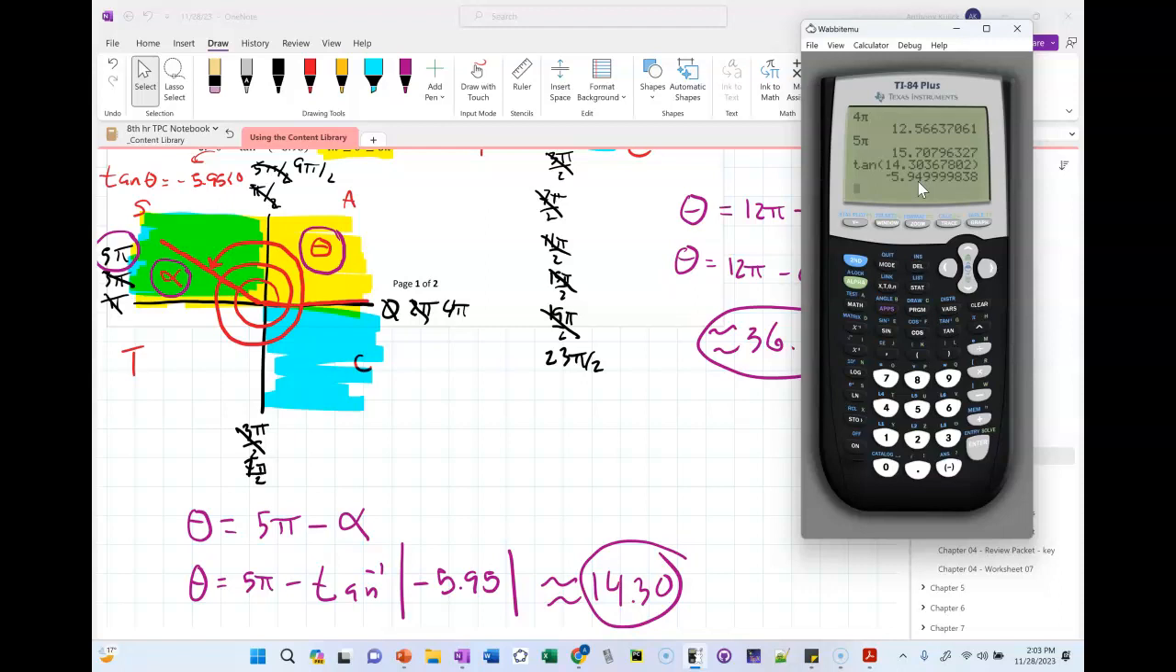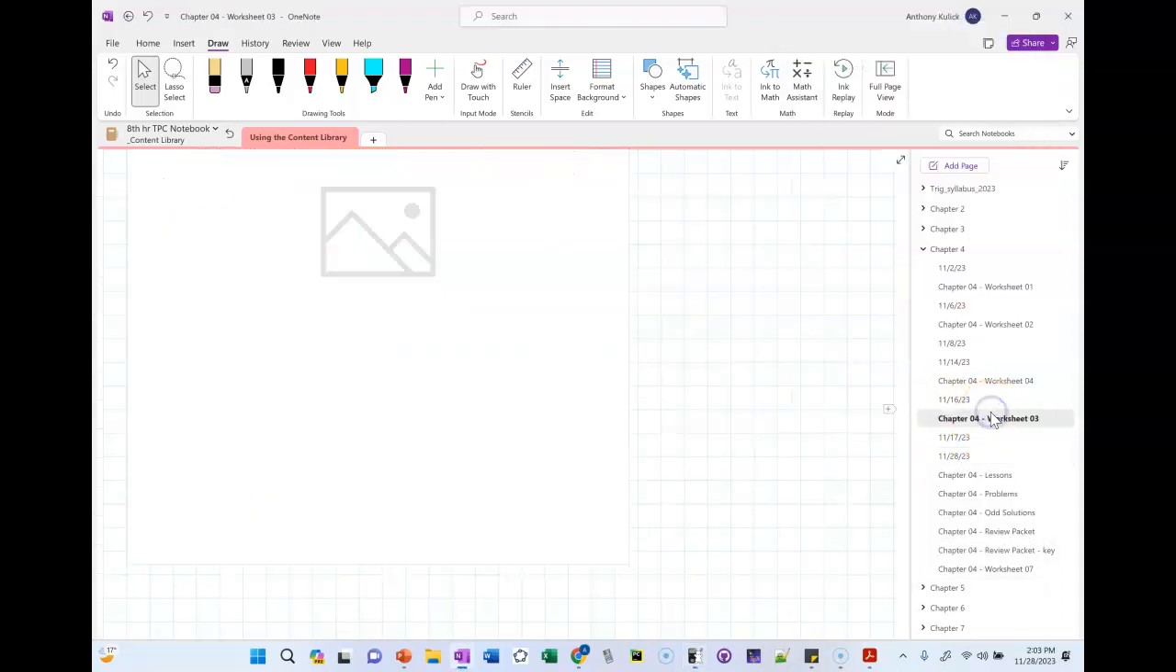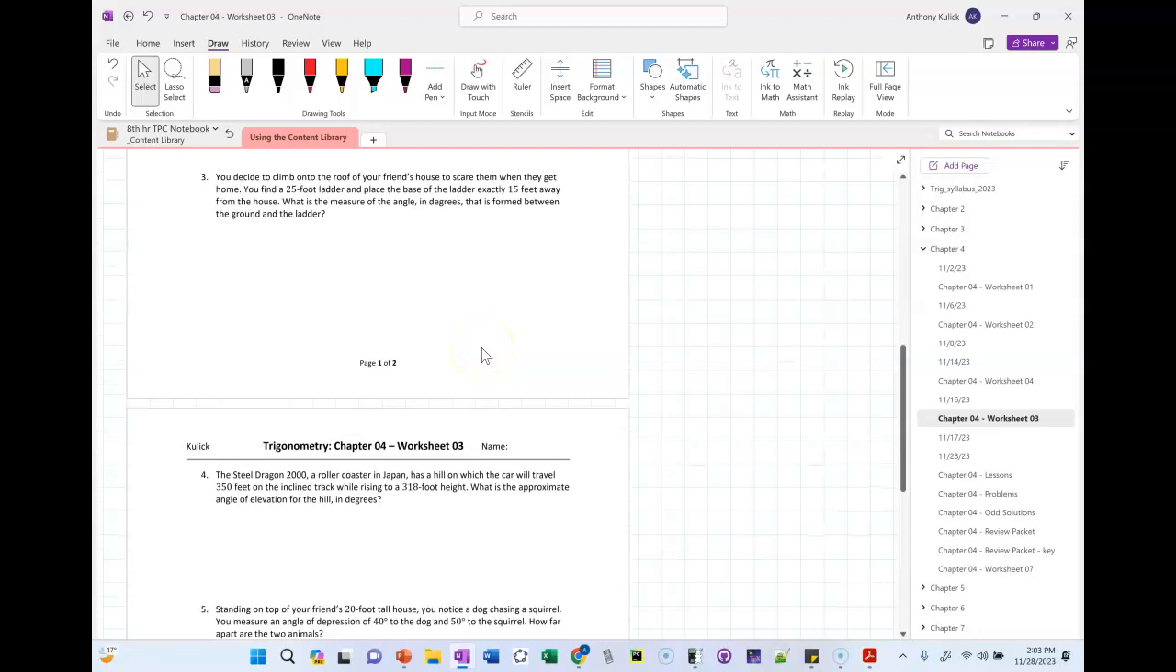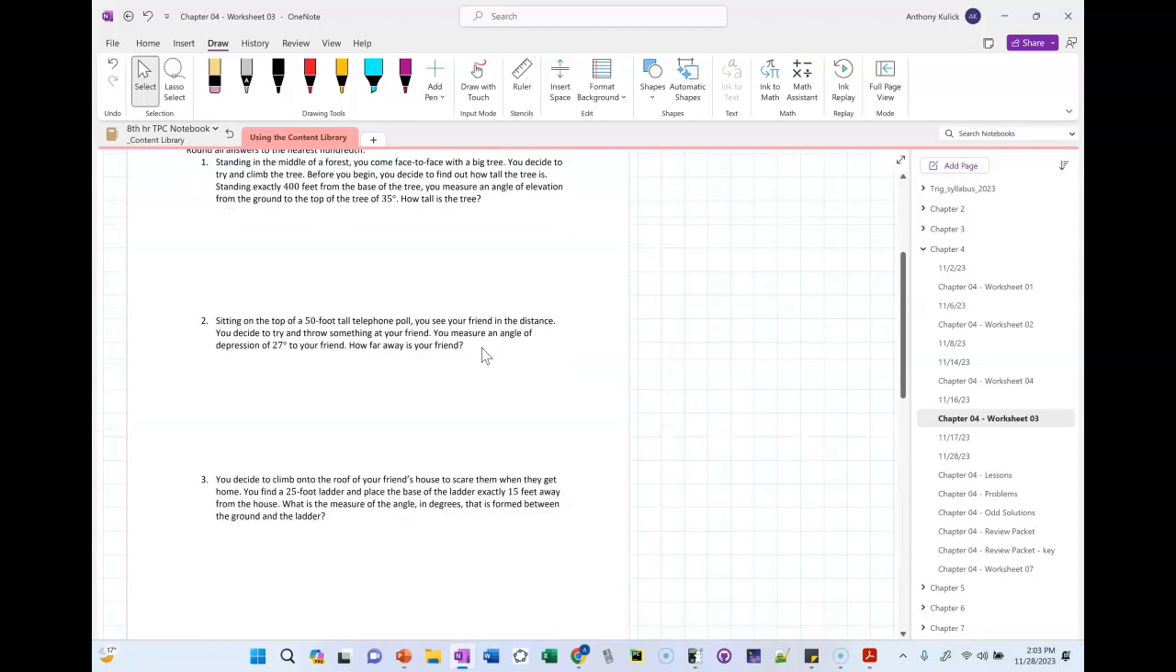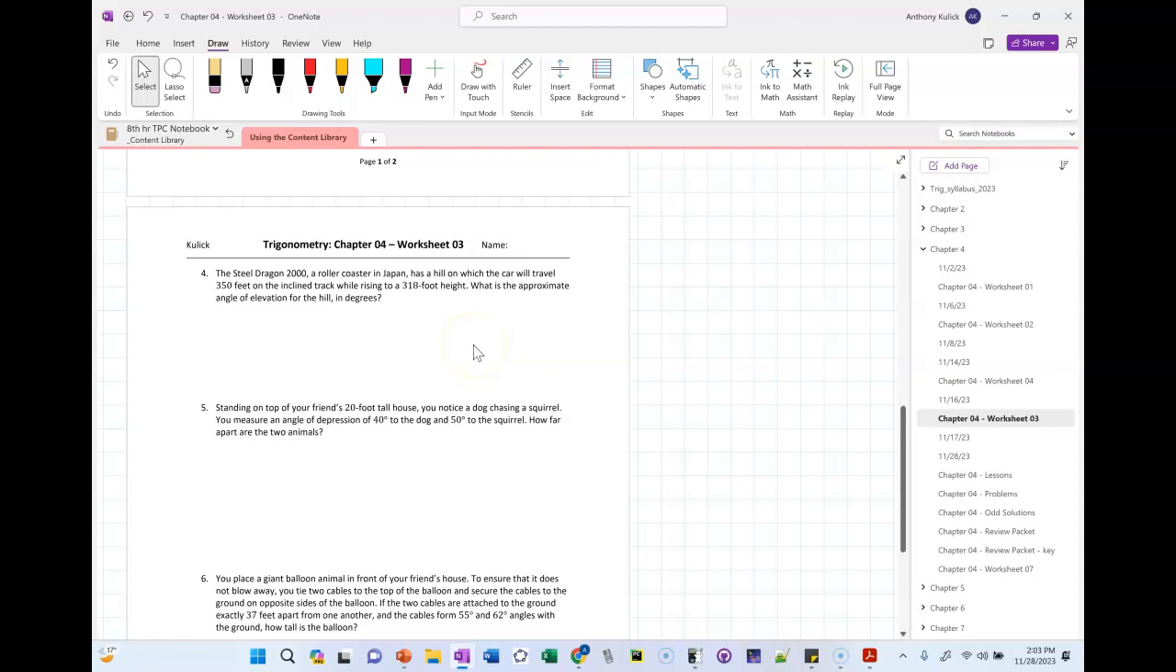Wait, can we do a story problem or two, like chapter 4, worksheet 3? Yeah. You got one in particular you're interested in? I mean, just one for now. Okay. Is that okay? Yeah, of course. I don't know. Let's do 4 or something.